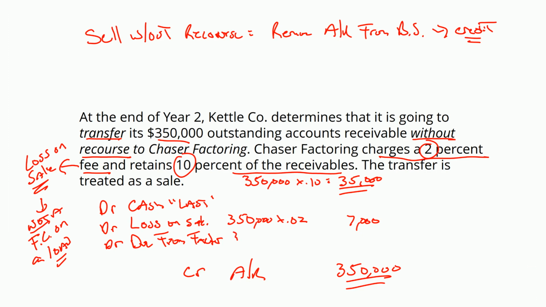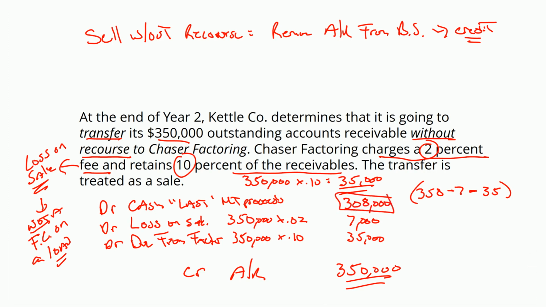Alrighty, so we take the $350,000. We might get this in the future, $35,000. Okay, so that reduces your net proceeds. So the net proceeds are what we're going to do last. Alrighty, we back into that. So I have a credit of $350,000 minus the $7,000 loss minus the $35,000 due from. What does that give us? $308,000. There's the cash received.